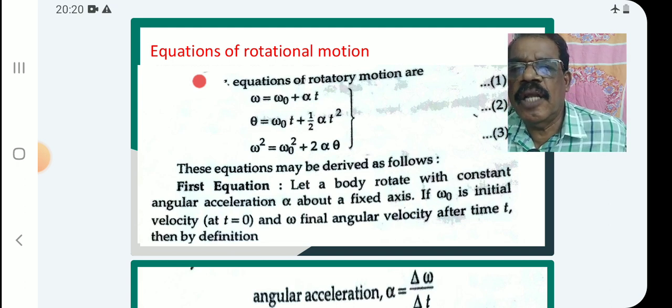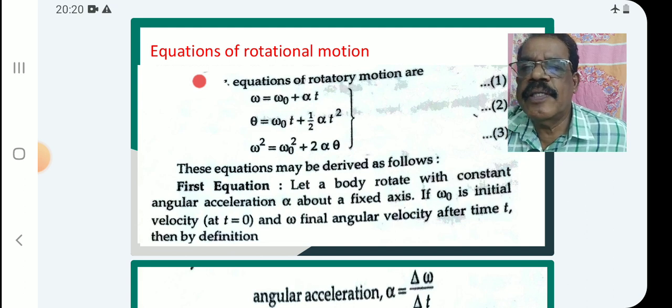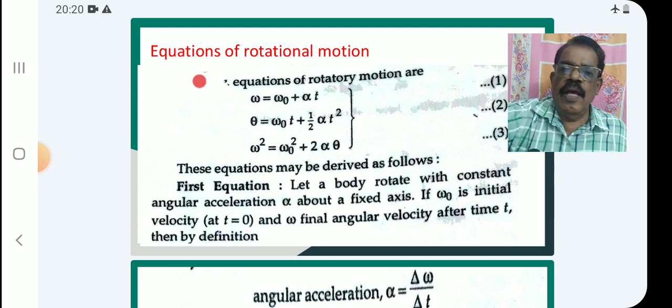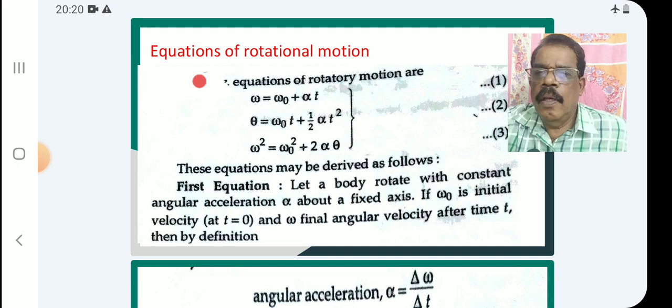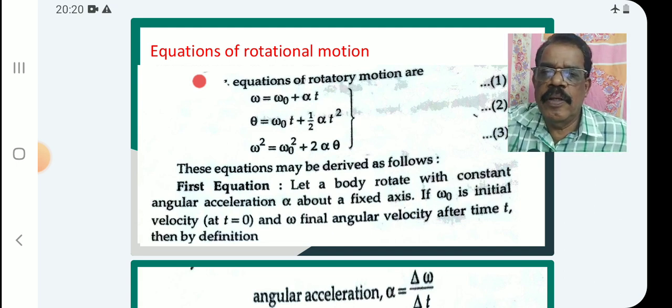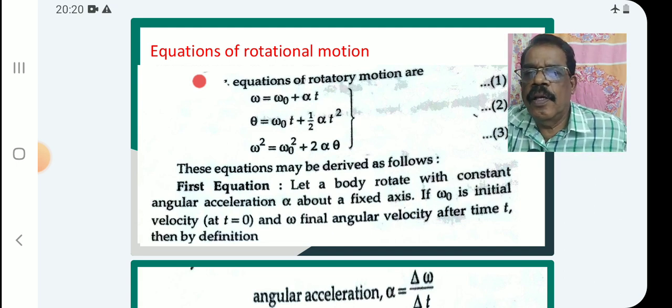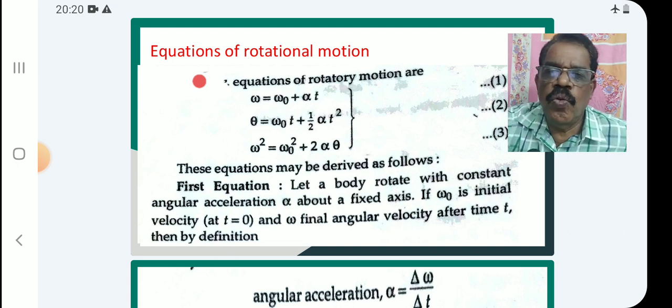These equations may be derived as follows. So you remember, in these equations, omega 0 is the initial angular velocity, omega is the final angular velocity, alpha is the uniform angular acceleration, and t is the time. Theta is the angular displacement. You see, what are the terms? Omega 0 is the initial angular velocity.